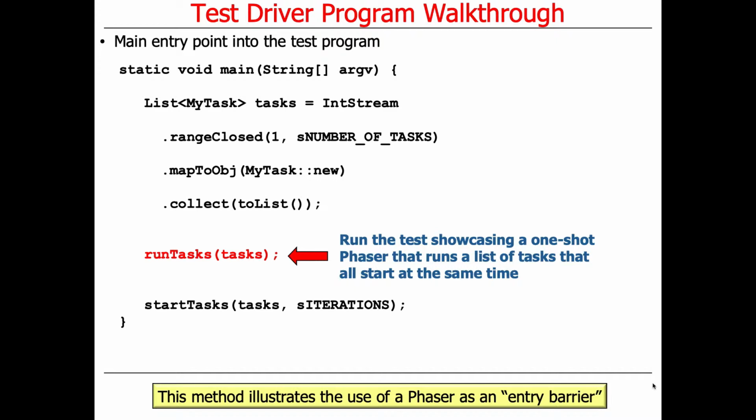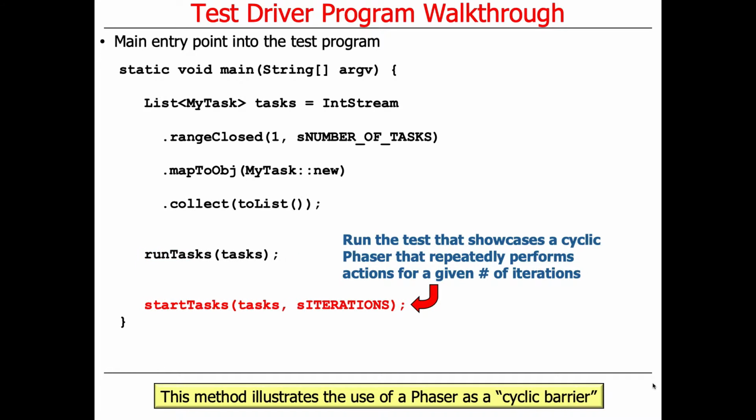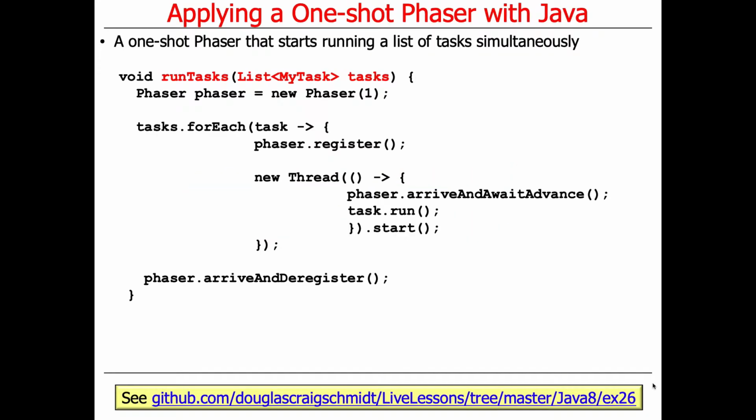So it'll run a list of tasks that all start doing their processing at the same time. So this is using the phaser as an entry barrier. And then we also run another test that repeatedly runs some processing in these tasks for a given number of iterations. So let's say we say 10 iterations or 100 iterations or whatever. And this shows the use of a phaser as a cyclic barrier. All right, so let's take a look at the examples.